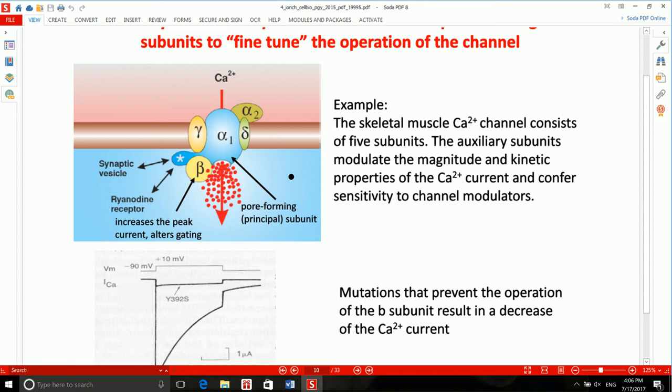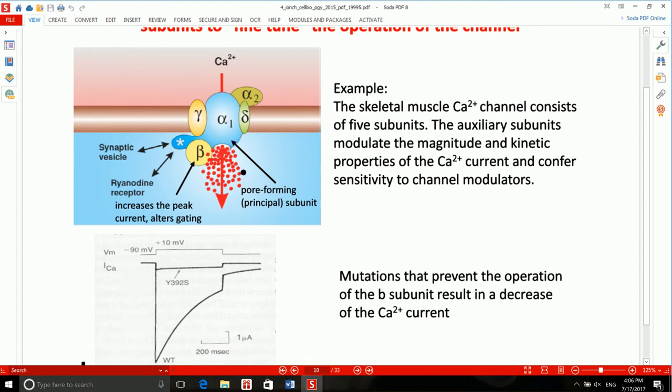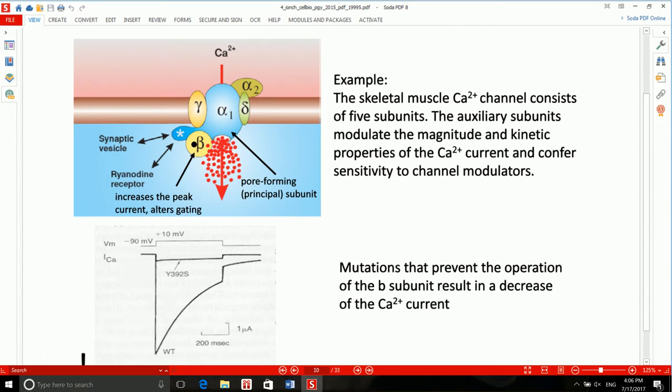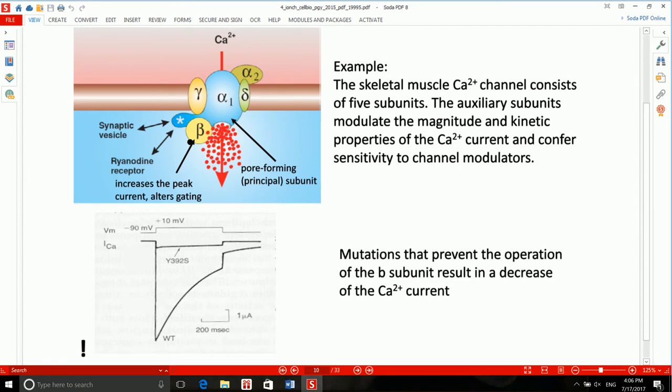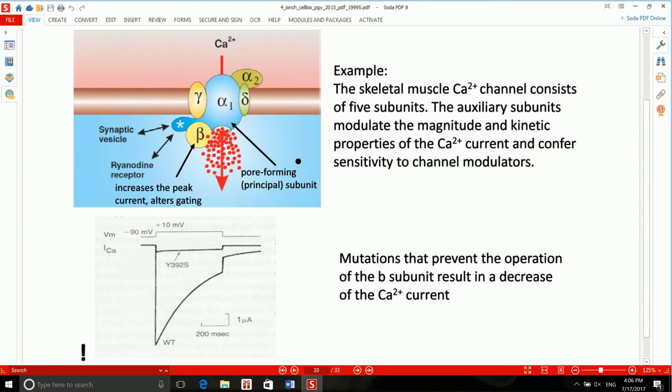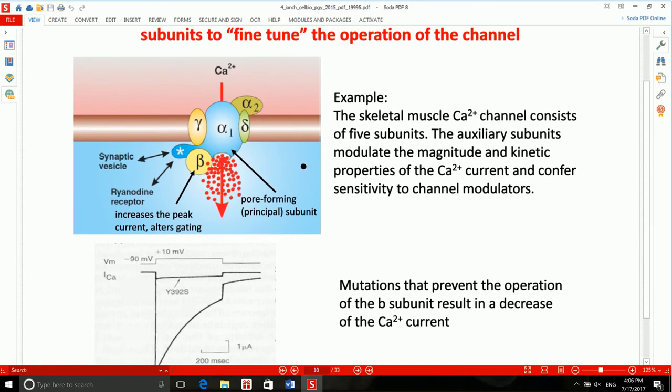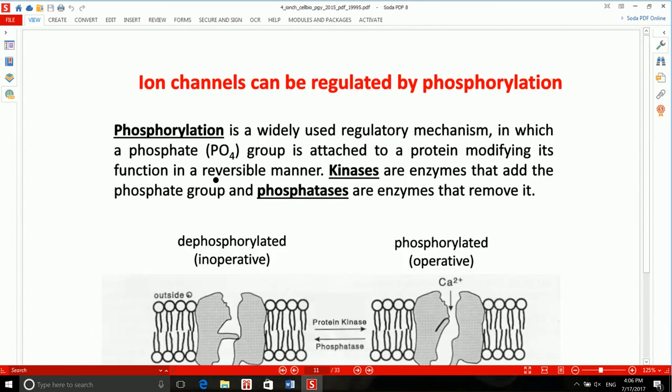For example, in the skeletal muscle calcium channel, there are different subunits regulating the influx of calcium, especially the beta subunit, which is responsible for the calcium current which enters the cell. So in case of any mutations, we'll have very severe alterations or a decrease in the calcium current. I don't think you need to know much more about this one, so we go to the next one.